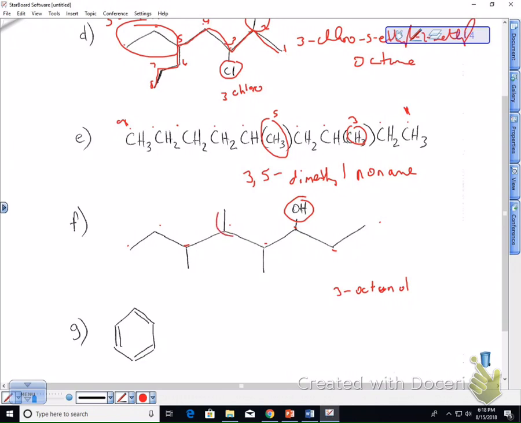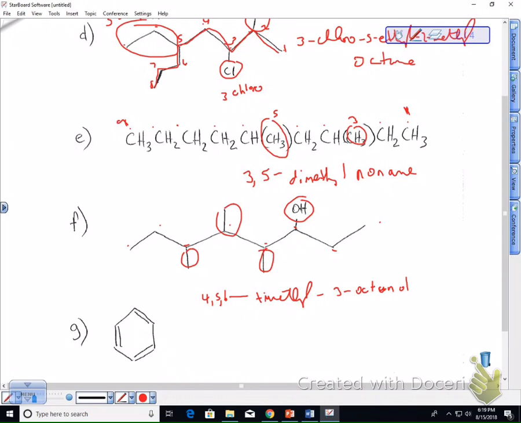Now, what are the other groups? We have these here. Those are all methyls. So this time we're going to have a trimethyl. And we just need to say where they are. And they are on carbon 1, 2, 3, 4, 5, 6. So this is going to be a 4, 5, 6 trimethyl 3-octanol.